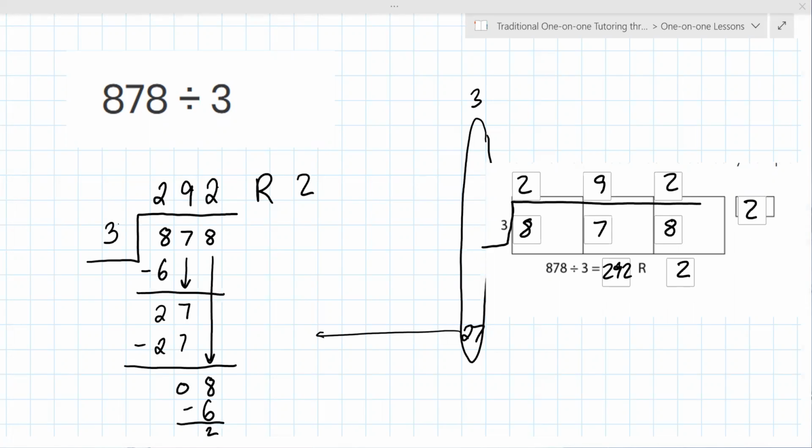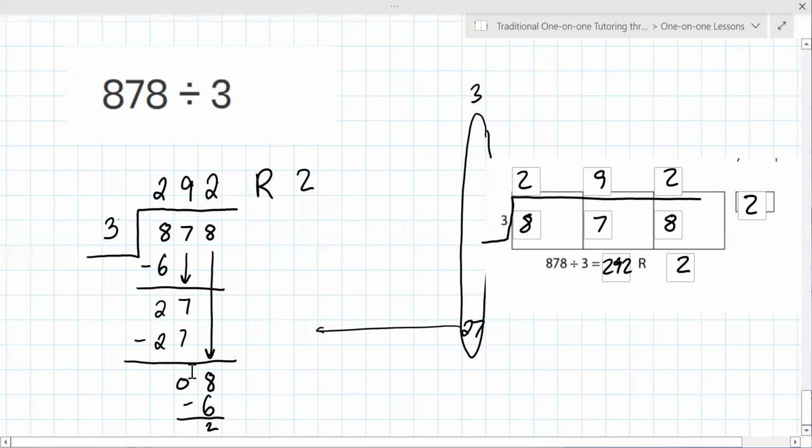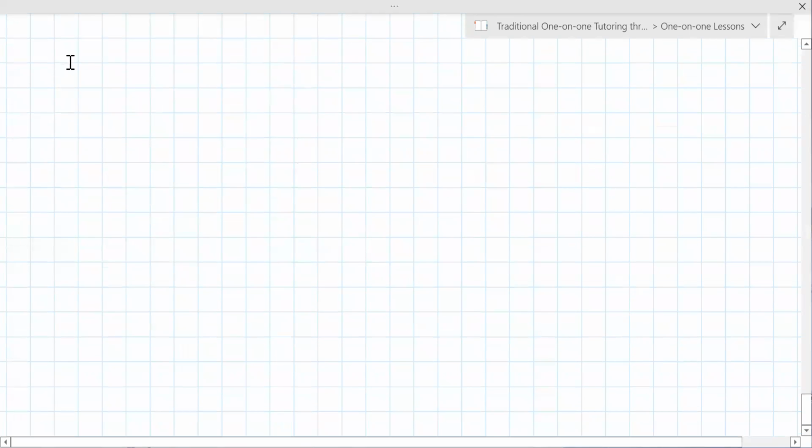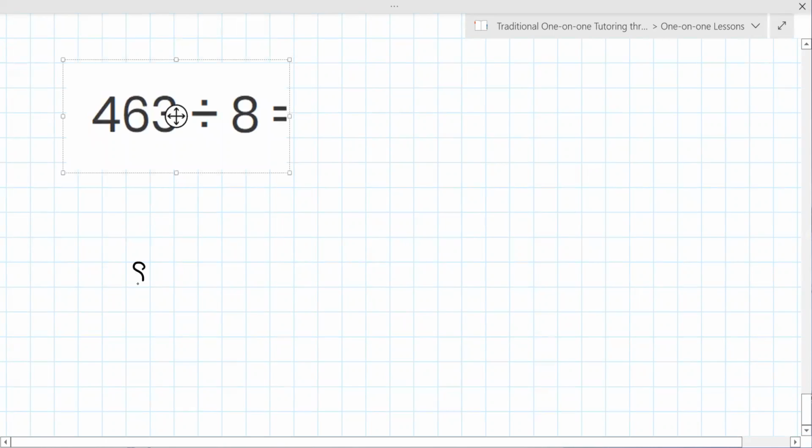So let's try another problem here. If you need to get these notes down, let me know before I snip in the next question. Yeah, I got it. Okay, very good. All right, so new question here. 463 divided by 8. So 8 goes outside the house. 463 goes inside the house.